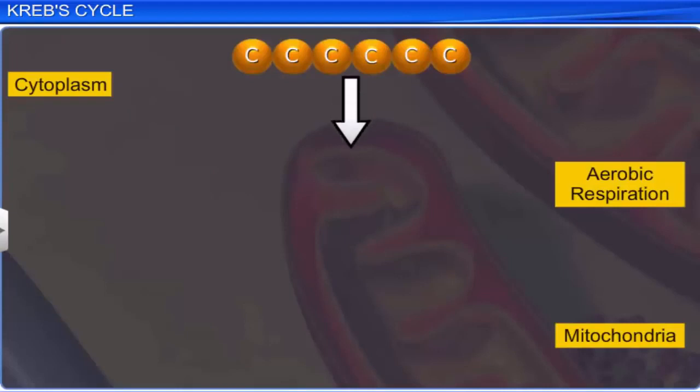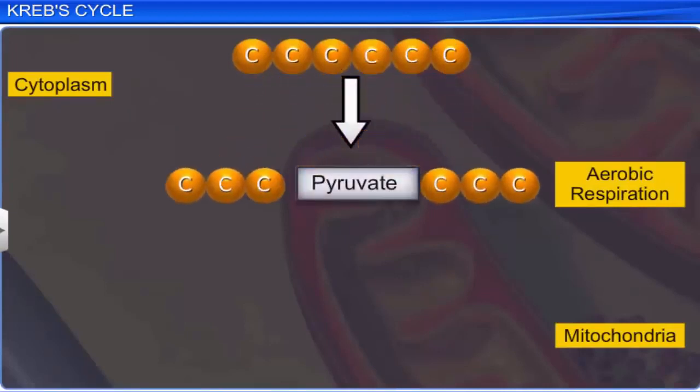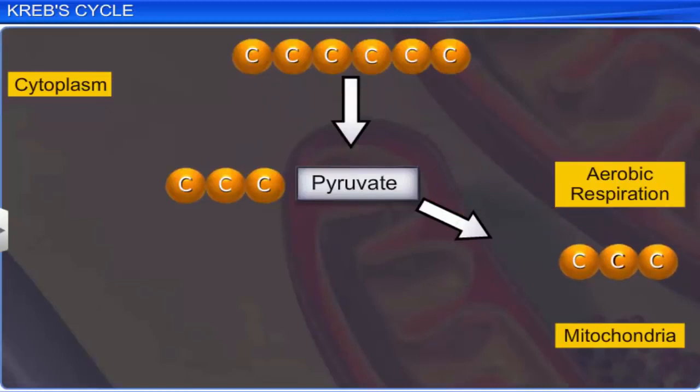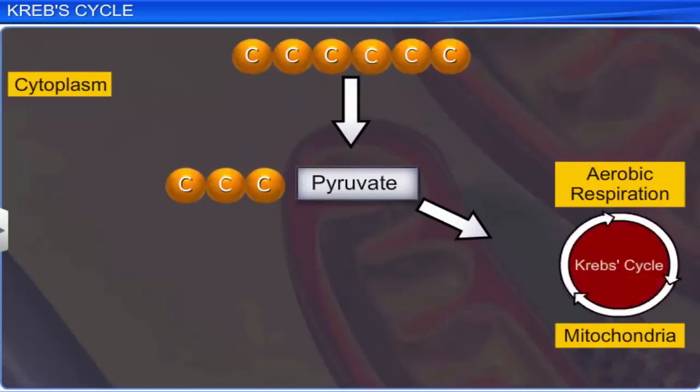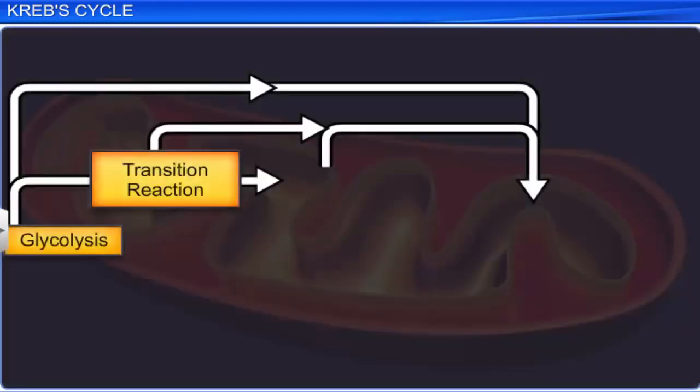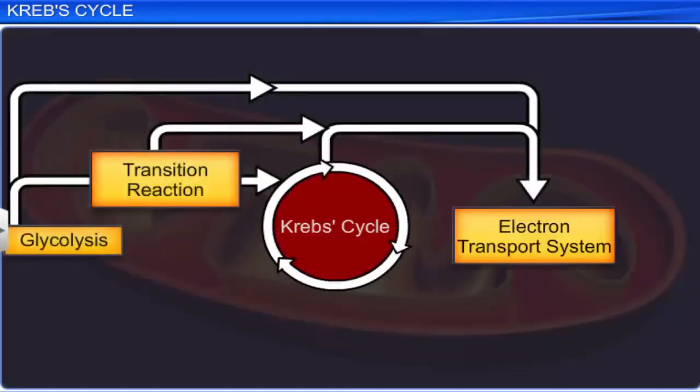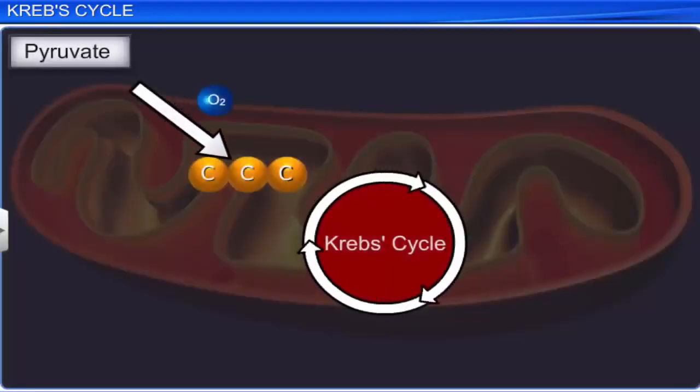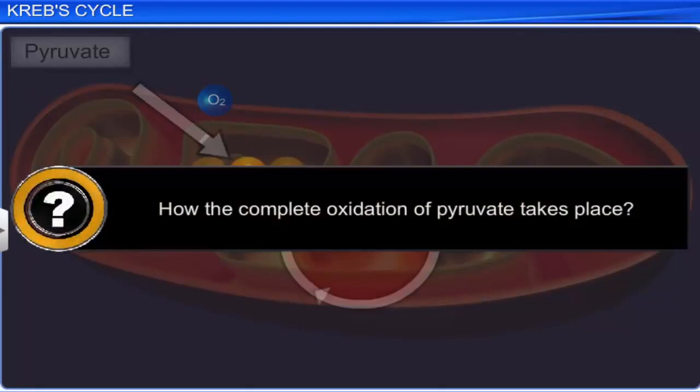Aerobic respiration involves the transport of pyruvate from cytoplasm into the mitochondria for complete oxidation in Krebs cycle. It also involves the transfer of hydrogen ions and electrons from the coenzymes NADH + H+ and FADH2 to oxygen in the electron transport system, or ETS, for ATP synthesis. Now, let's see how the complete oxidation of pyruvate takes place.